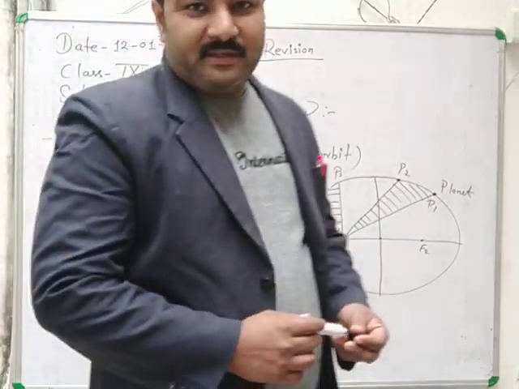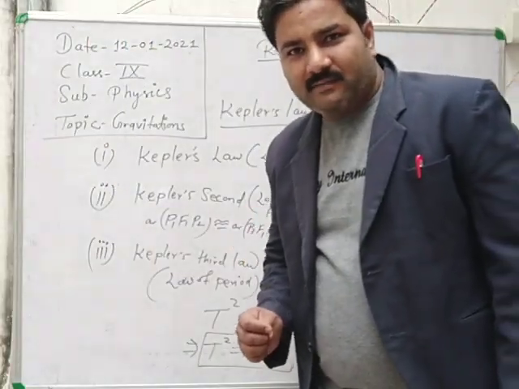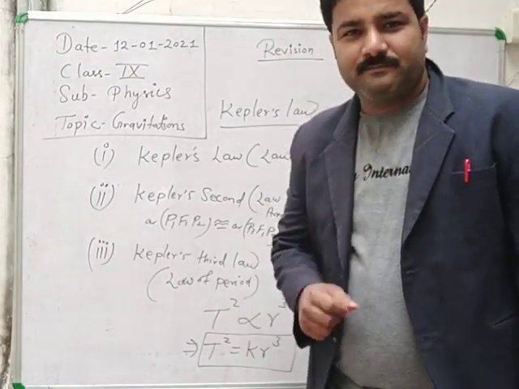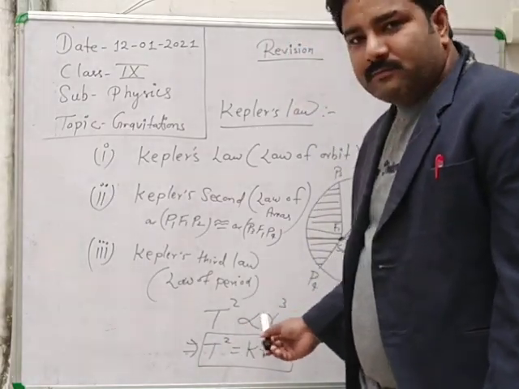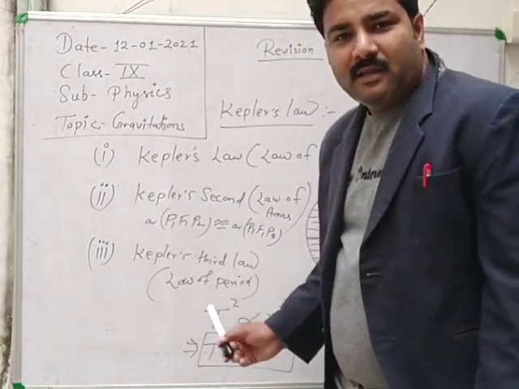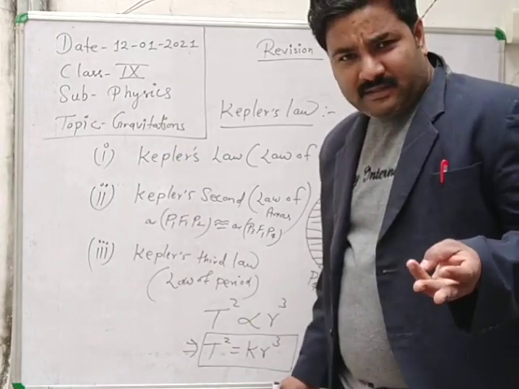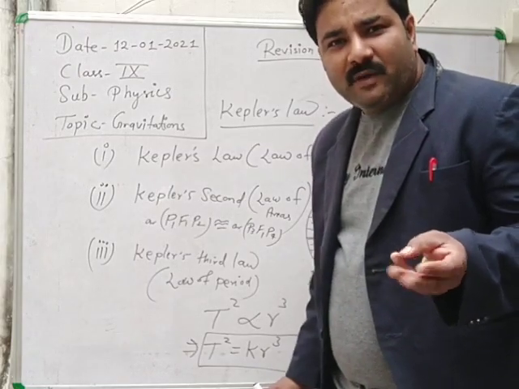Listen again about the statement. The square of the time period of revolution of a planet around the sun, this is T square, is directly proportional to r cube. Clear? And here T square means what? Time period square, and r cube means cube of the semi major axis.